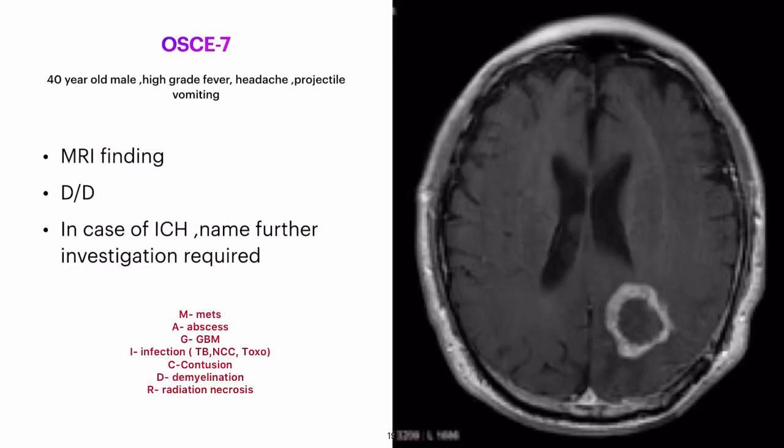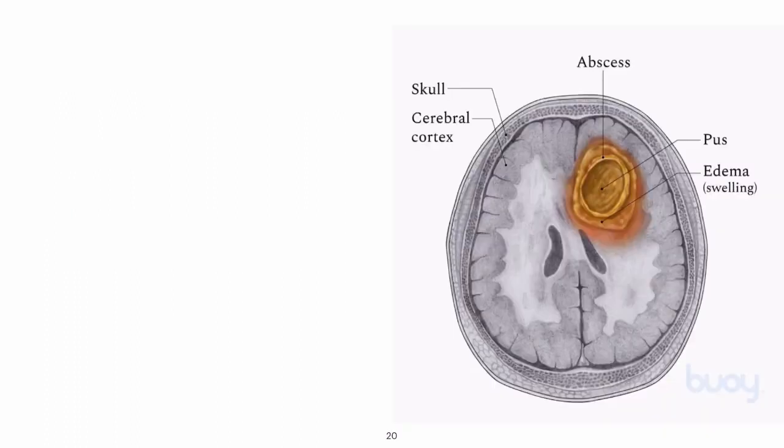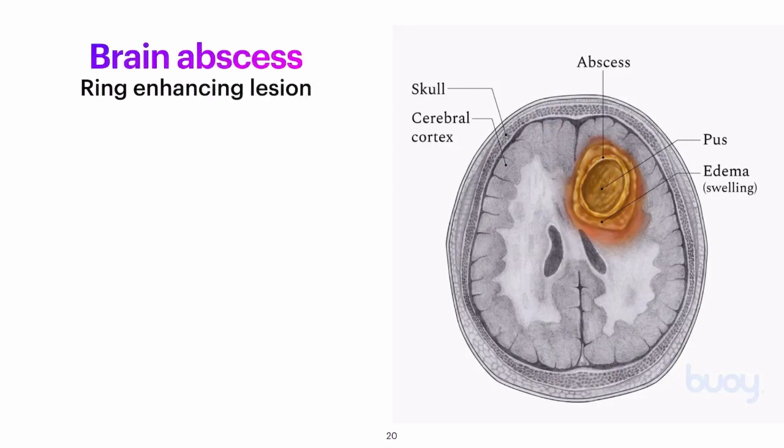Then this is another ring enhancing lesion. This question was asked previously. So you have to explain the MRI finding, differential diagnosis, and what will be your diagnosis in case of an immune deficient patient. So our patient had a ring enhancing lesion with the surrounding perilesional edema.